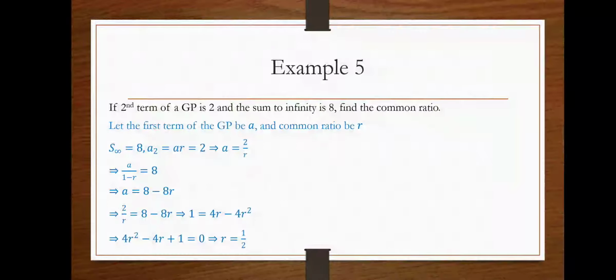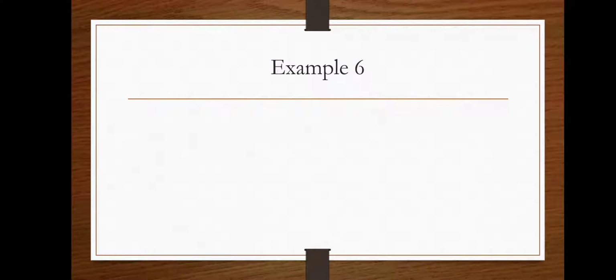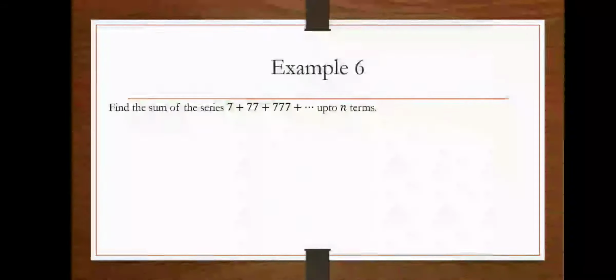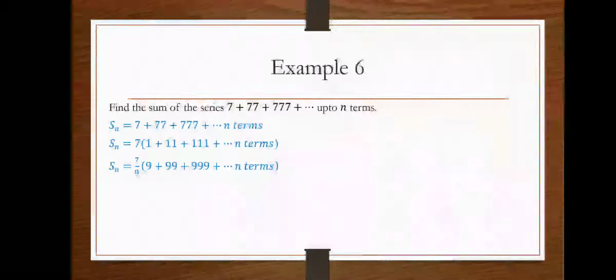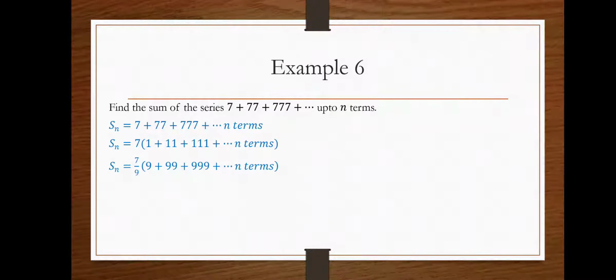Okay, let us move to the next problem. Find the sum of the series 7 plus 77 plus 777 up to n terms. Now this is a very common question which is done in your class 10. So let us just recap the whole process. So we start off with this, then take 7 common out, then divide by 9 and multiply by 9. So you get this 9 plus 99 plus 999. 9 can be written as 10 minus 1, 99 can be written as 100 minus 1, 999 can be written as 1000 minus 1, and so on.